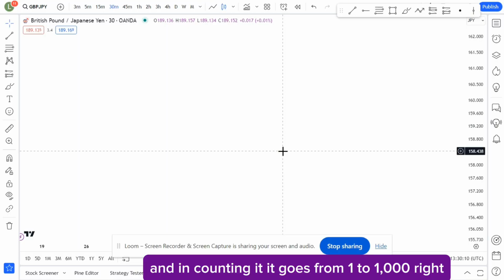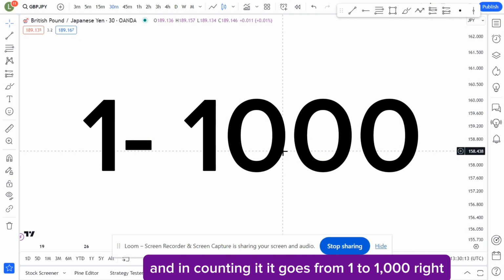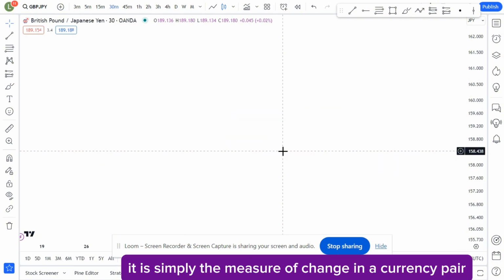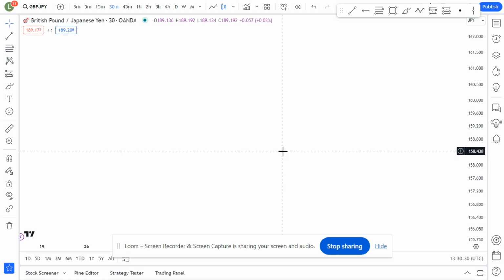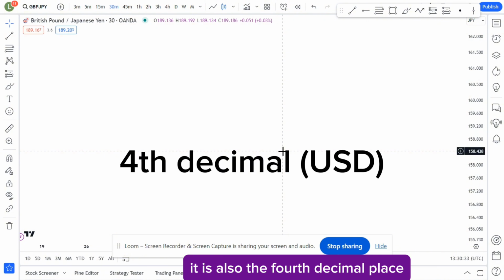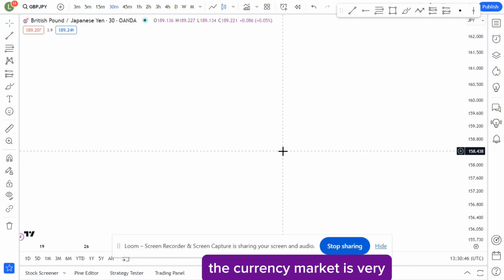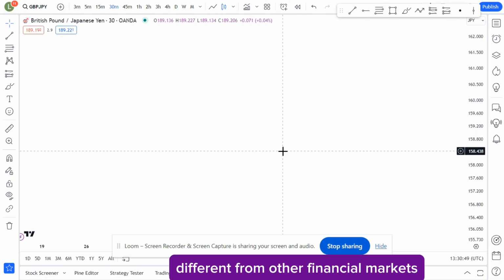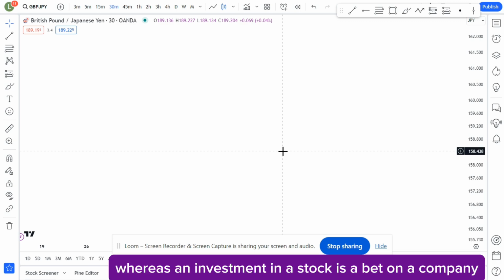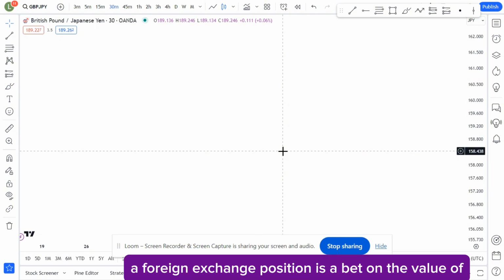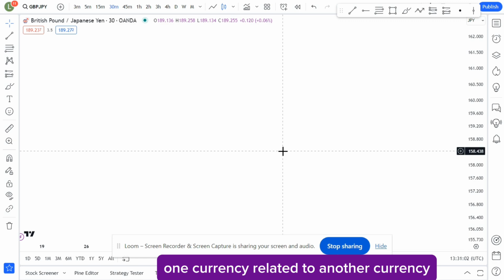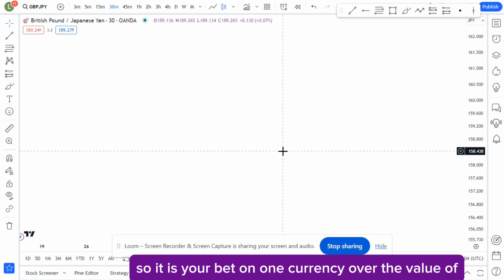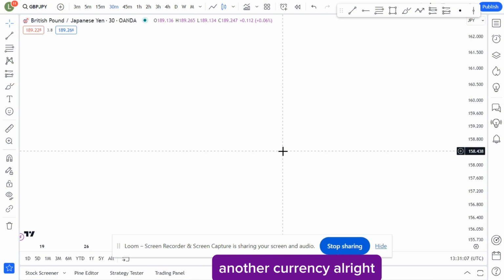And in counting it, it goes from 1 to 1,000. Right? It is a measure. It is simply the measure of change in a currency pair. It is also the fourth decimal place. The currency market is very different from other financial markets. Whereas an investment in a stock is a bet on a company, a foreign exchange position is a bet on the value of one currency related to another currency. So it is your bet on one currency over the value of another currency.